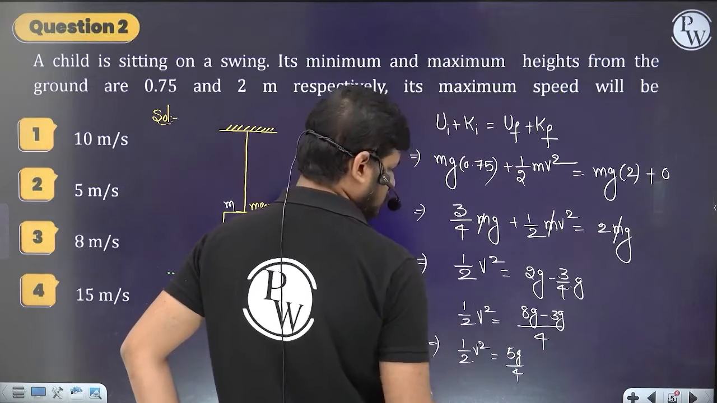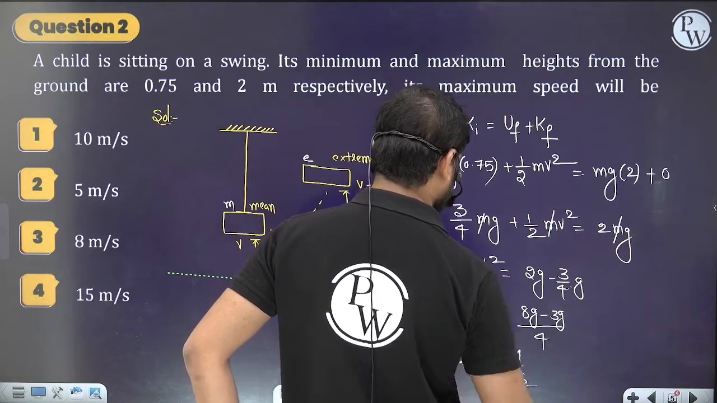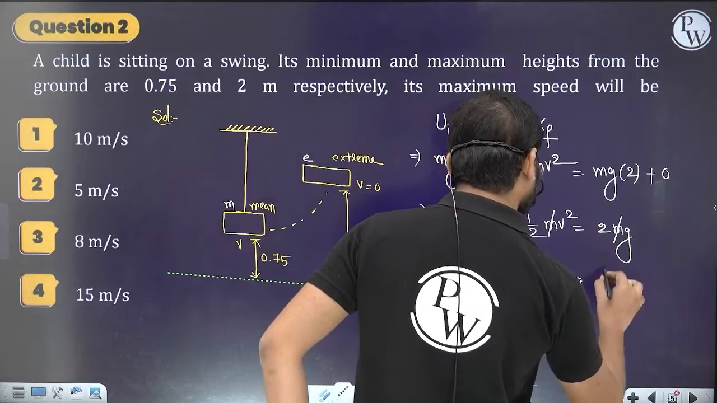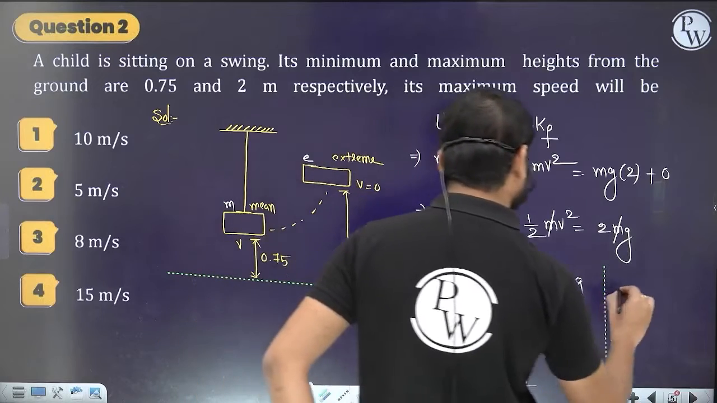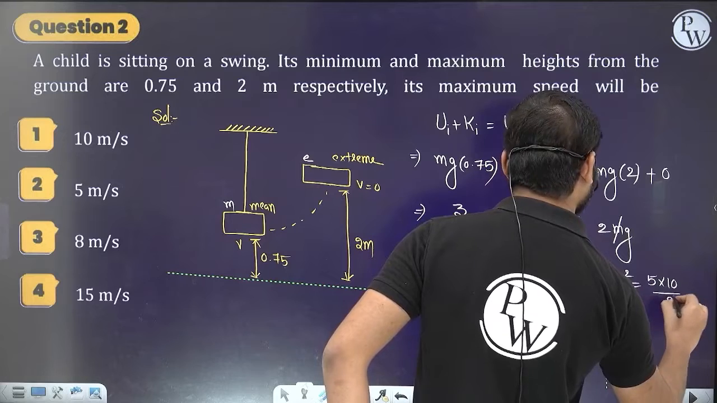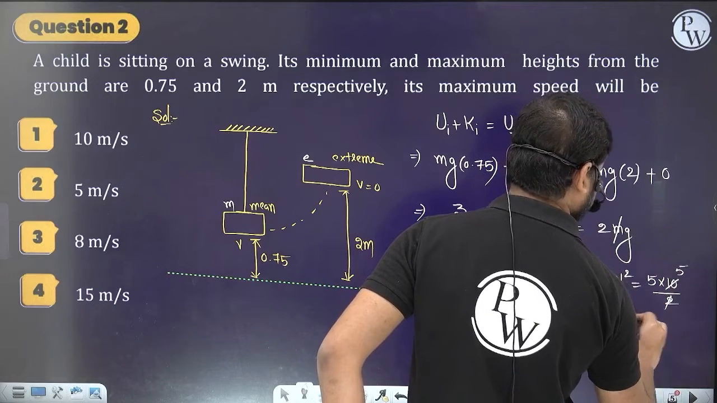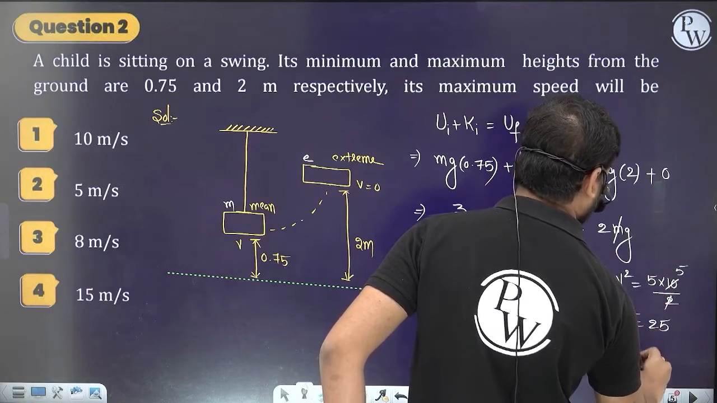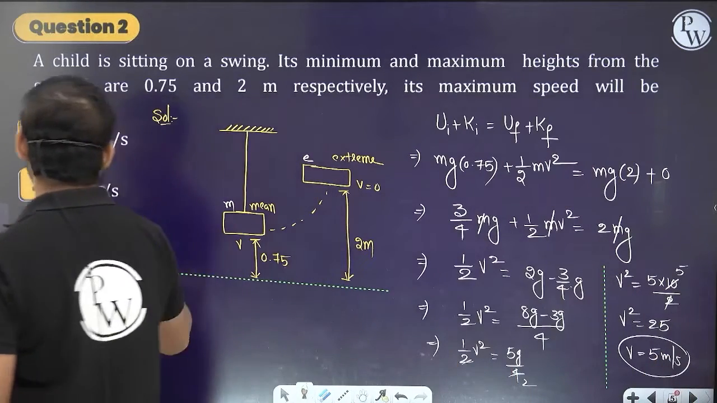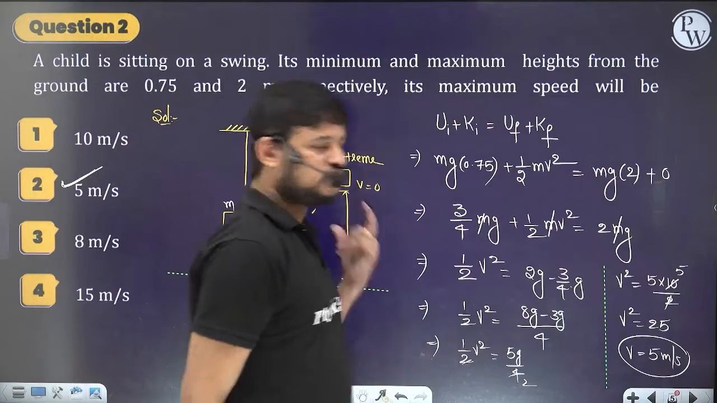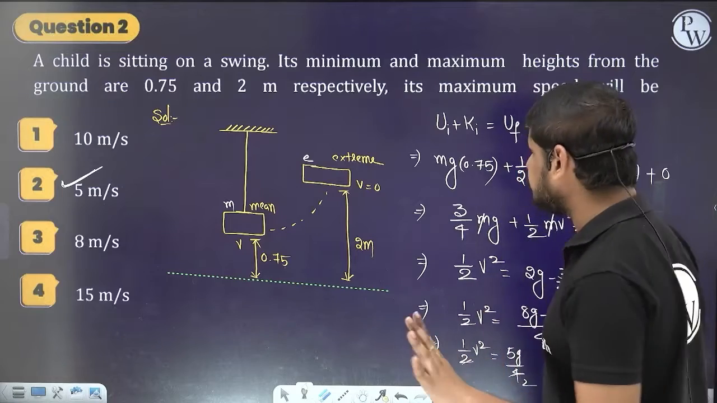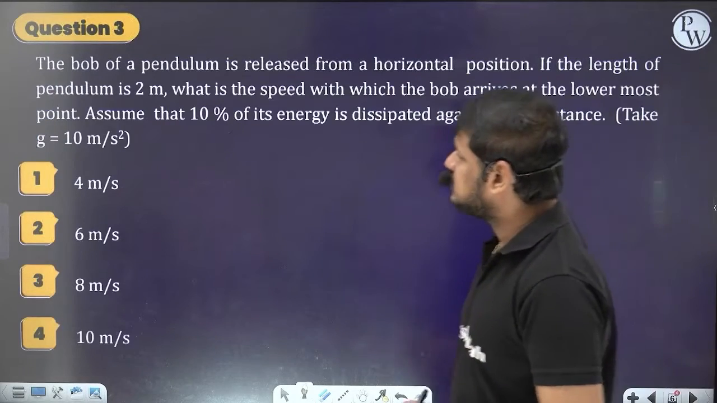Yes, fine. Now I can cancel, so 5g, this is 2 times. So here I can write v square is equal to 5 into g, so 5 into 10 by 2, so 5 fives are, v square is equal to 25, v is equal to 5 meters per second. Simple calculations, that's it. So its velocity at the mean position is 5 meters per second. Clear guys? Understood the concept? Okay, let's move to the next question.